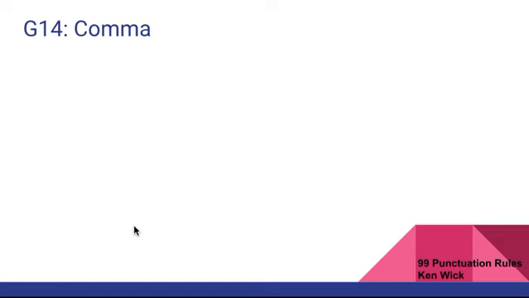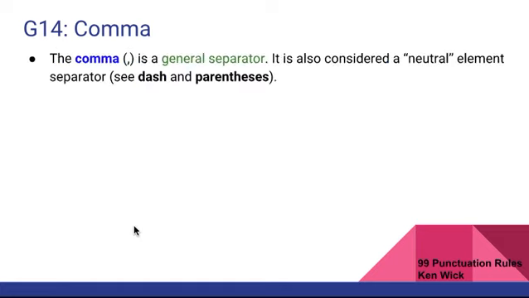The comma. This is where we start digging in. The comma is actually just a general separator. It's also considered a neutral separator when compared to the dash or parenthesis. So a dash is actually a more emphasized separator, and the parentheses is a less emphasis separator. But the comma is just a general and neutral separator. That's probably why it's the most common.